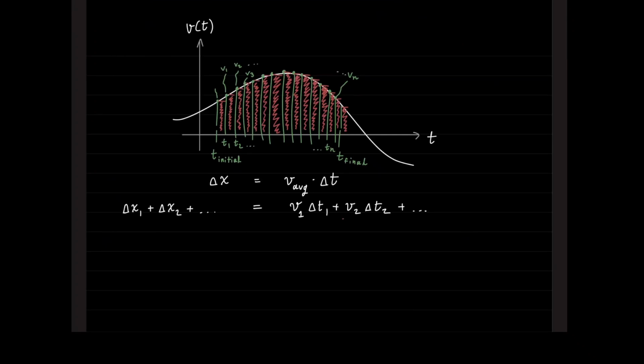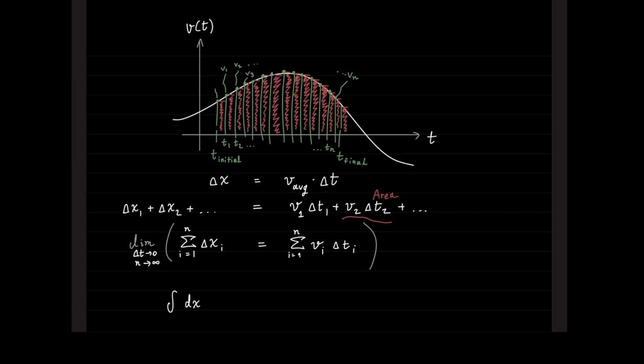If we were to sum all the tiny areas in this graph, then take the limit as delta t gets closer and closer to zero, and the number of rectangles gets closer and closer to infinity, this is exactly the definition of an integral. Integral dx is the final position subtracted by the initial position. This part right here is the integral of v dt from the initial time to the final time.